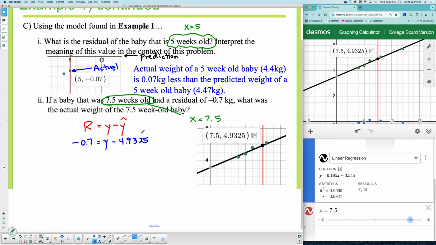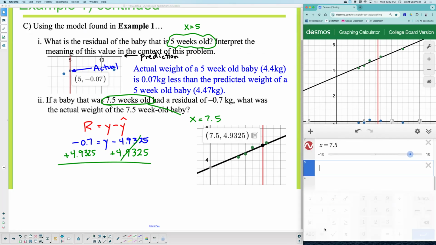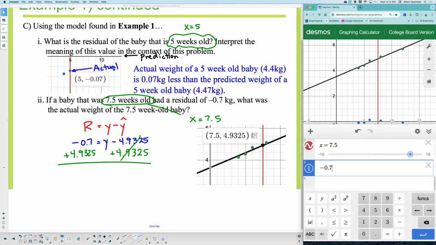That's right. All you have to do is add 4.9325, and you would have the actual weight of the baby. If you add that like that, now we know what the actual weight is. I'm just going to type this in right here to make sure I don't make a mistake. Negative 0.7 plus 4.9325. That's going to be our weight right there.